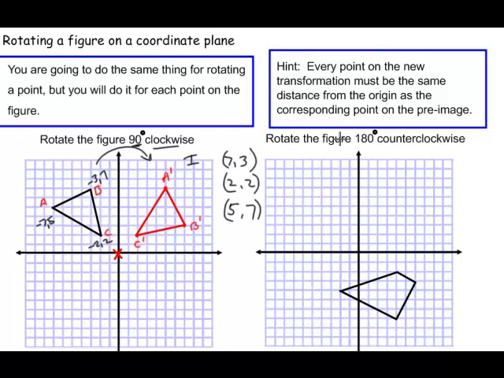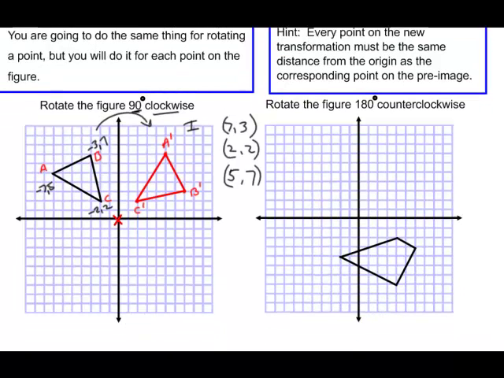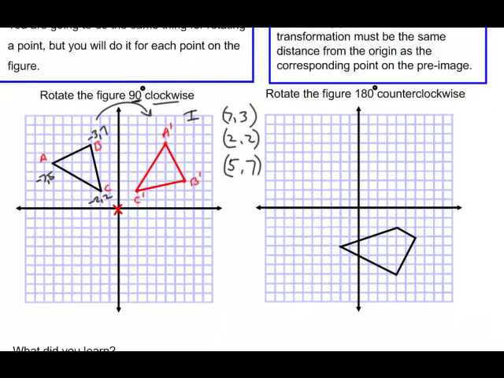All right, this one we're going to rotate the figure 180 degrees counterclockwise. So let's find the point. So that's going to be over 4, down 2, so 4, negative 2.